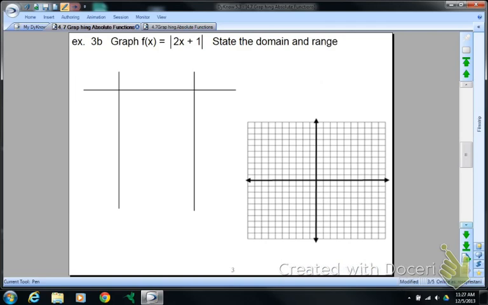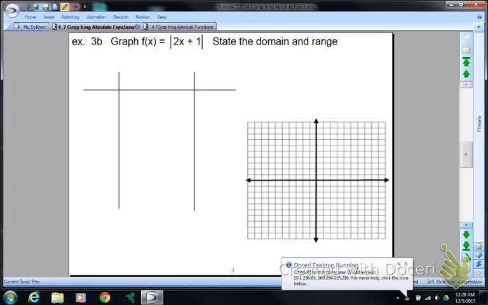Example 3b, graph f of x is equal to the absolute value of 2x plus 1. Now, are we going to pick -2, -1, 0, 1, 2 for x? No, we have to find the vertex first. How do we find the vertex? Take what's inside the absolute value and put it equal to what? 0. Are y'all doing that?